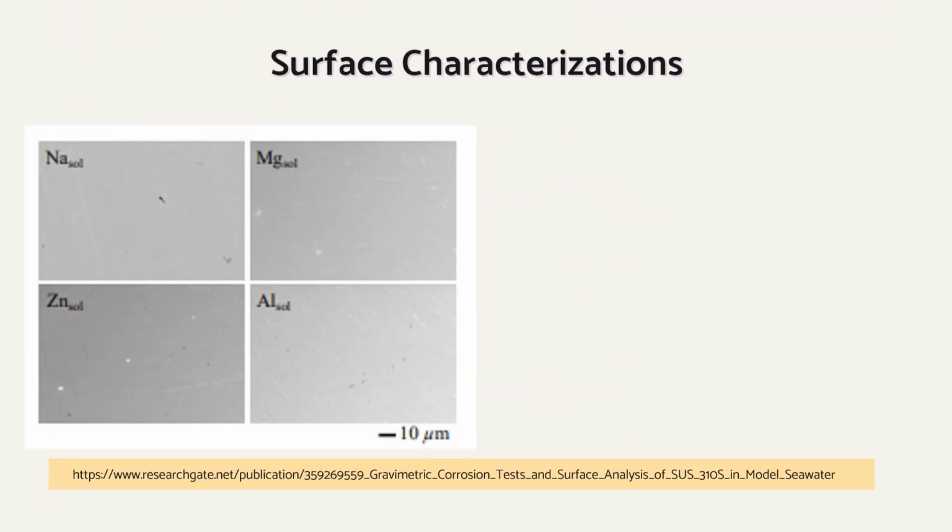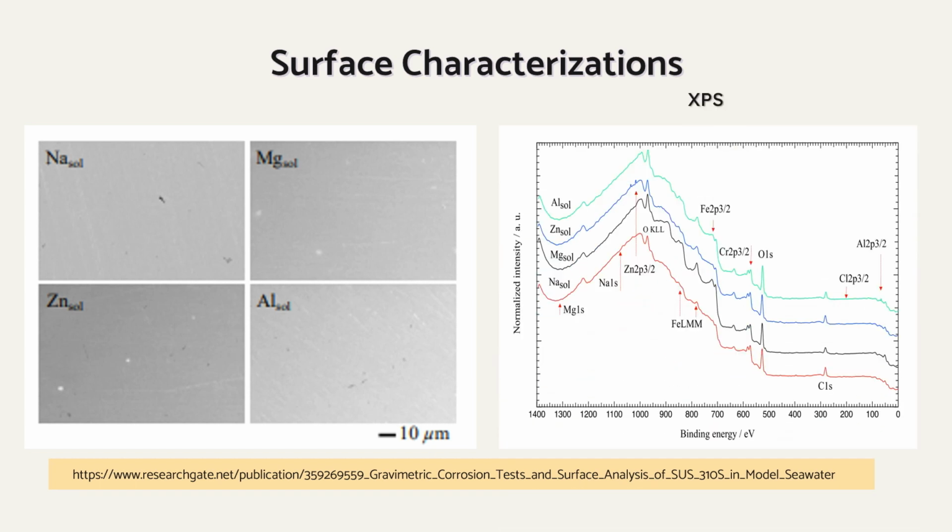For surface characterization, small pits were observed in the 4 samples, where the pits are different from each other. White pits were observed in the sample immersed in Zn solution. For the XPS result, it shows that Zn2+ and Al3+ were present on the surface after the immersion for samples immersed in Zn solution and Al solution, while Na+ and Mg2+ were not present in Na solution and Mg solution.